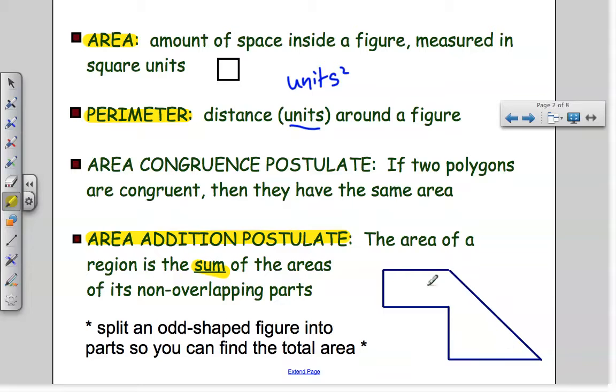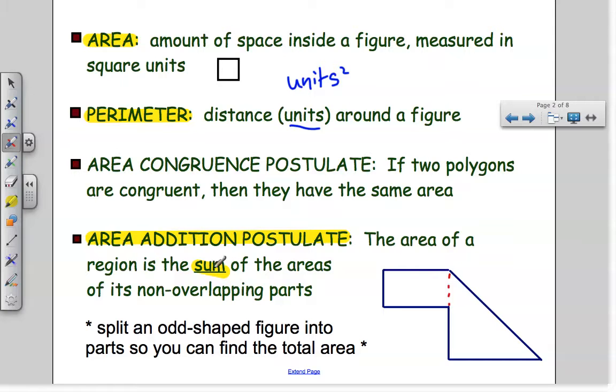So if you had some figure like this, obviously kind of a weird shaped thing, there's a line I could draw or a way I could split this odd shaped region into parts so I could find the total area. Can you picture where I could draw a line to split this into two very familiar, nice shapes? Well, what if I split the shape right here? Now I have a rectangle, I can find the area. I have a triangle where I can find the area. And if I just do the sum of those areas, or add them together, I'll get the total area of this odd-shaped region here.